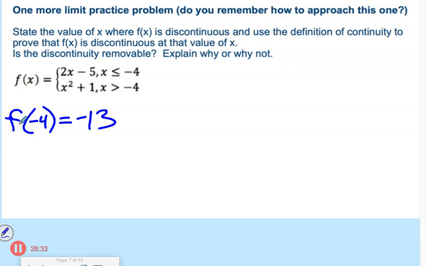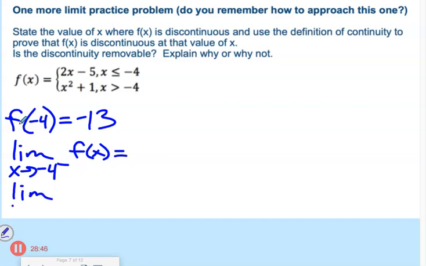You have to check if the limit is the same. We got to find the limit now. So on our paper, we're going to write the limit as x approaches -4 from the left, and the limit as x approaches -4 from the right.